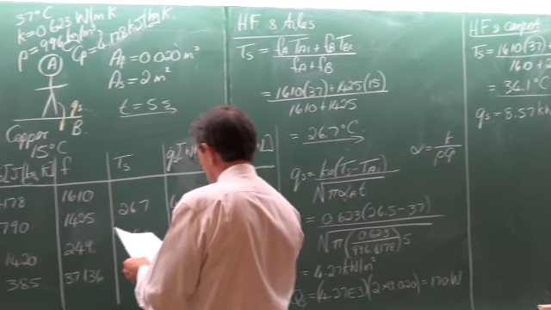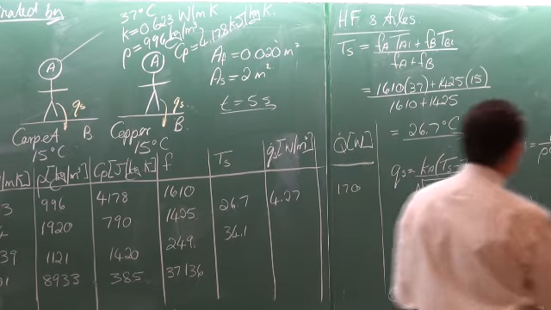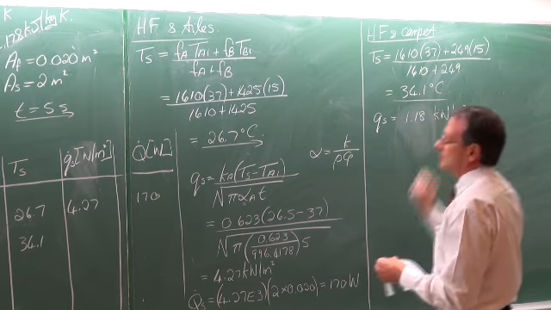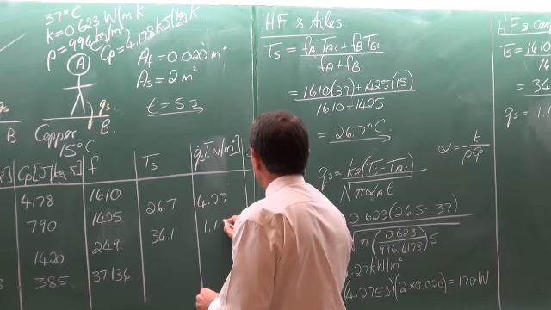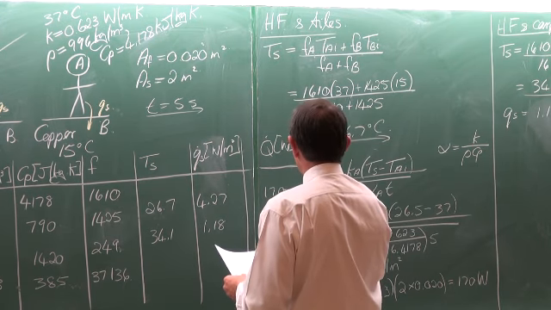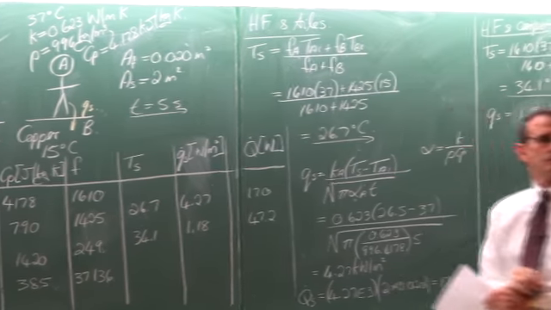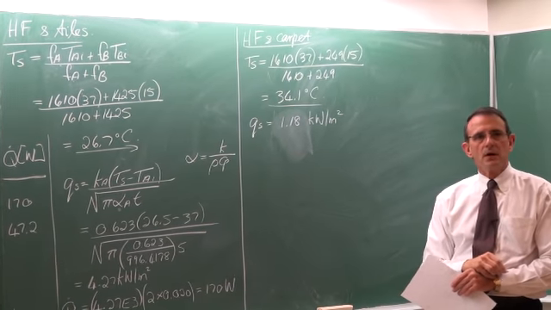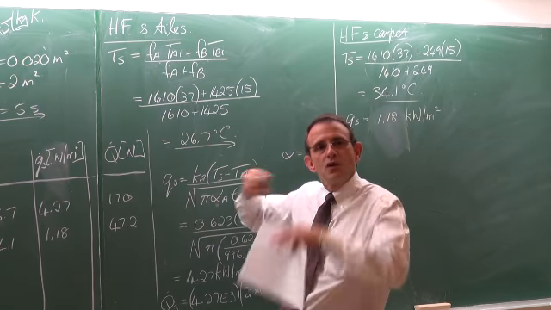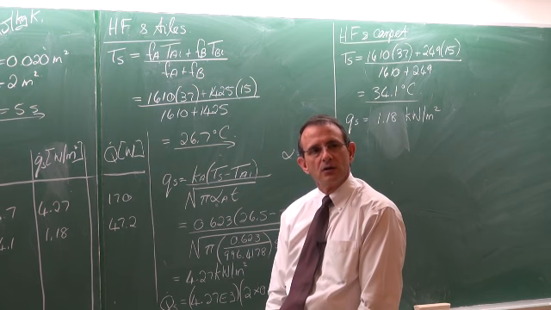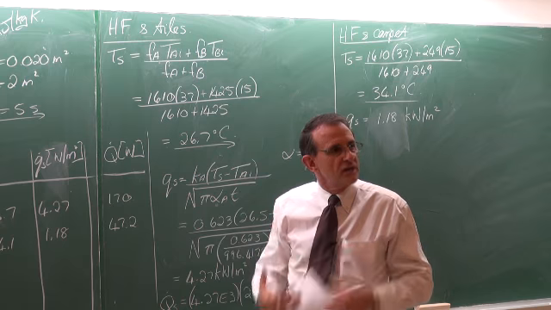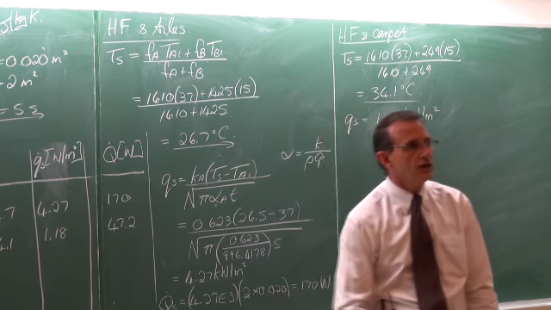It is equal to, ladies and gentlemen, 1.18. And the total heat transfer rate is 47.2 watts. Okay. So in the first case, when you get onto the tile floor, 170 watts of your heat goes into the tiles. In the second case, when you get onto the carpet, it would be 47.2 watts of your heat going into the carpet.